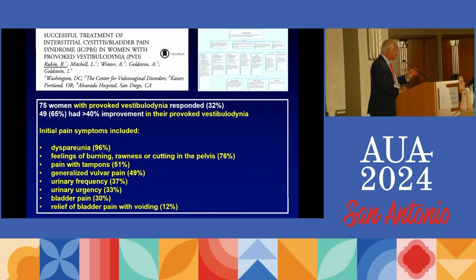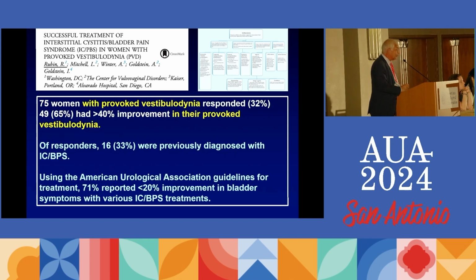Sitting to my left is Rachel, who I think did one of the cooler studies on this. She took 75 women who had provoked vestibulodynia. They did not have IC. They had provoked vestibulodynia. I'll teach you how to diagnose that. These were the symptoms they had: dyspareunia, feelings of rawness, pain with tampons, vulvar pain. They also had urgency and frequency, bladder pain, and relief of bladder pain with voiding.